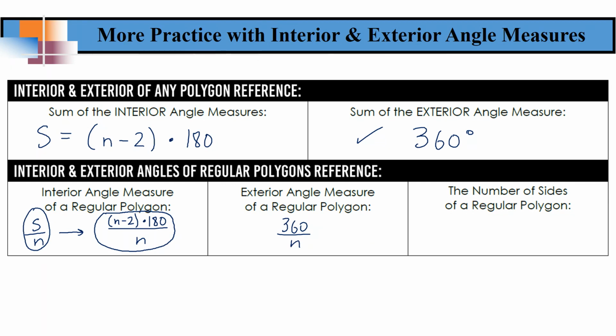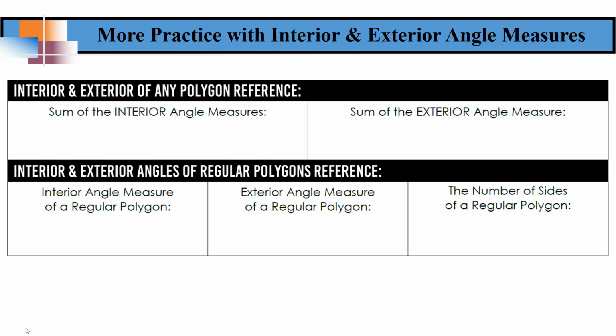And then for this last one, if we want to know the number of sides and we're given the measure of each exterior angle, we saw that with our last two examples, you would take 360 and you would divide by, I don't really have a variable for it, but you would divide by the exterior angle measure. So if you take 360, divide by the exterior angle measure, that will tell you how many sides there are in that regular polygon.